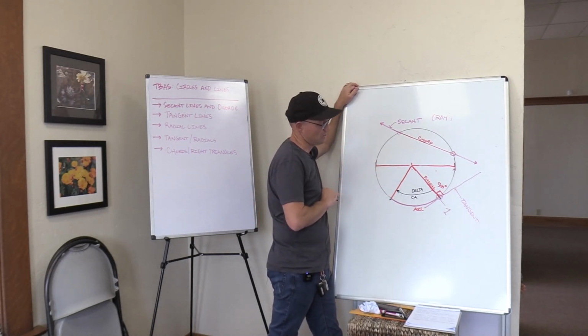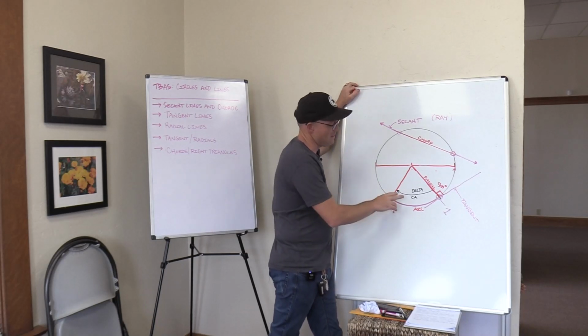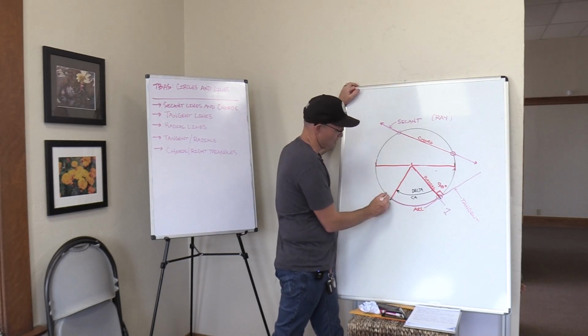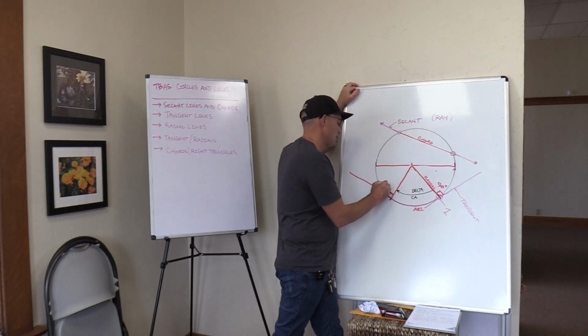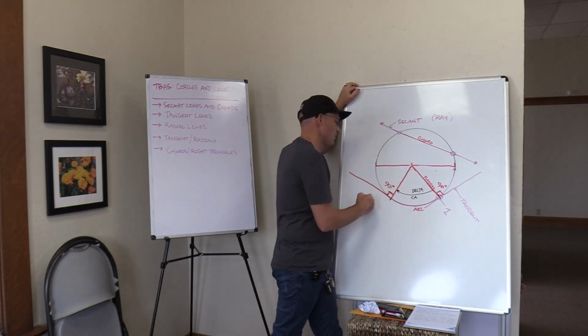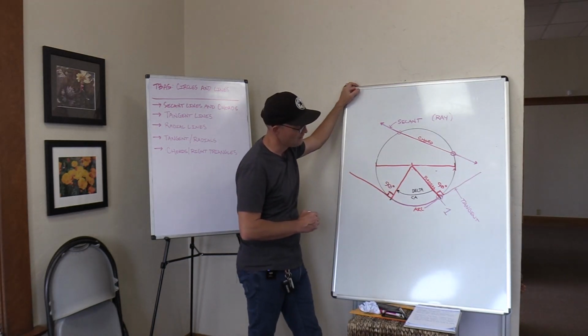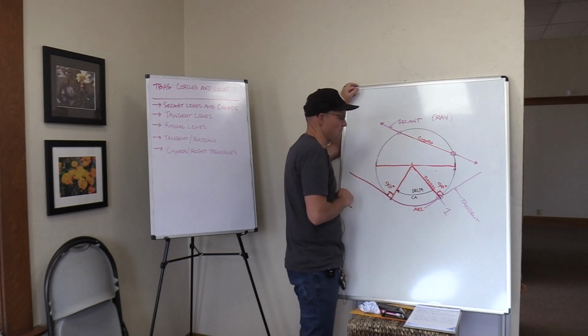We can make right triangles out of 90-degree angles. So it doesn't matter. Anywhere you draw a tangent, if we drew another tangent over here, the angle from that tangent line to the radial line that connects to the tangent at the point where it touches the circle, that angle is always a right angle. It's always 90 degrees. So that's a special property of tangent lines.